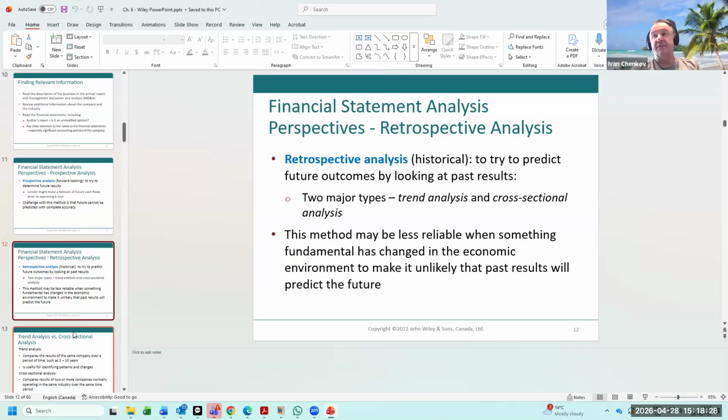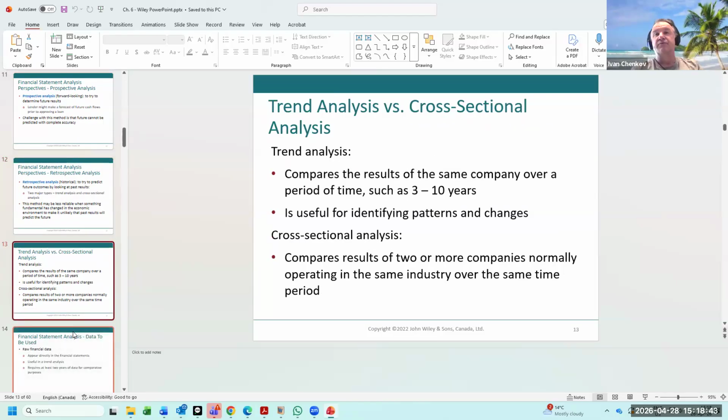Obviously, if something fundamental happened with the industry or with the company, it will be very hard to apply this historical analysis, since everything is going to change after a certain point of time. Trend analysis is another thing, and again, trend analysis is based on historical data.